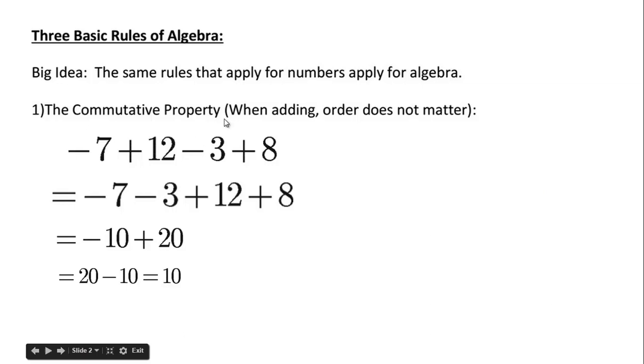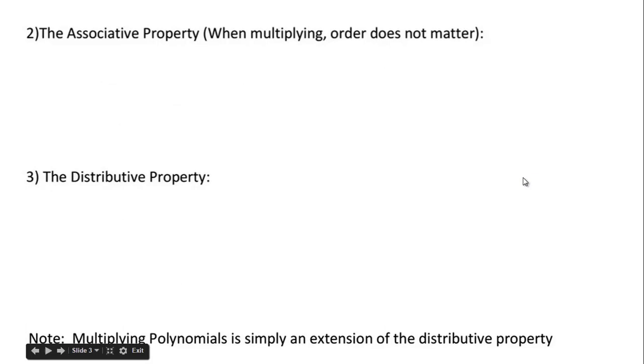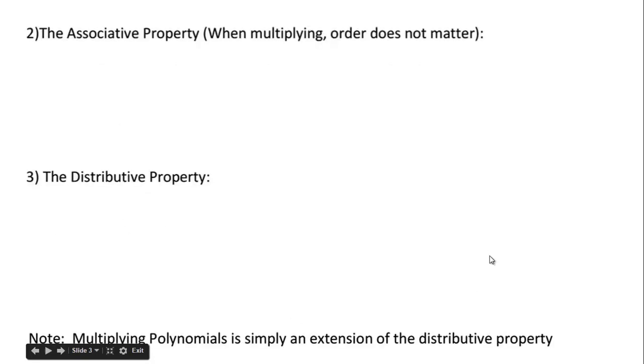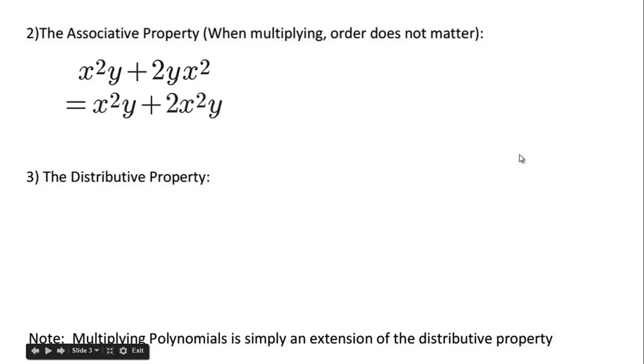We can move things around, and it's the same thing with algebra. This is kind of like grouping like terms. Associative property, multiplying, the order doesn't matter. So if you see something like this, x squared y and yx squared, that's the same as x squared y and 2x squared y, and so you can put them together. And again, it'll be to combine like terms.